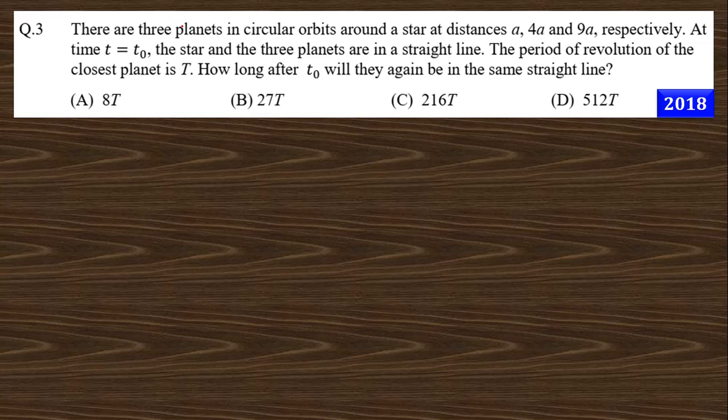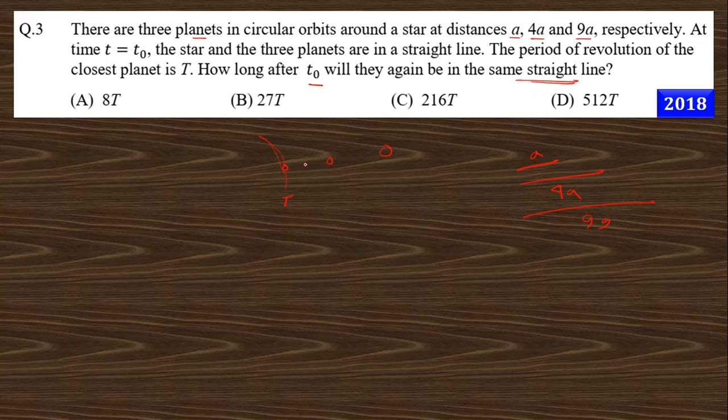The question says there are 3 planets in circular orbits around a star at distances a, 4a and 9a respectively. At time t equal to t0, the star and the planets are in a straight line. The time period of revolution of the closest planet is T. How long after t0 will they again be in the same line?